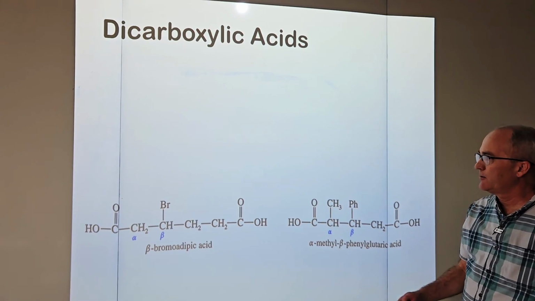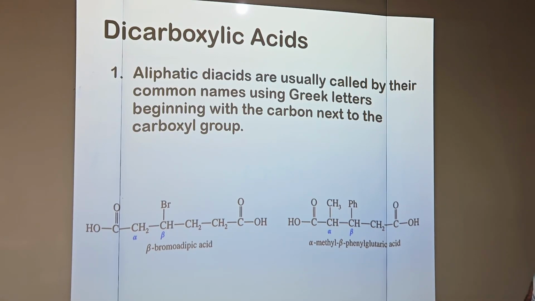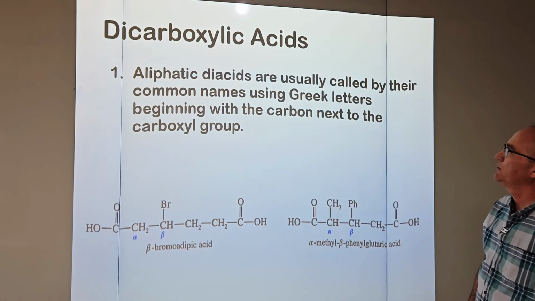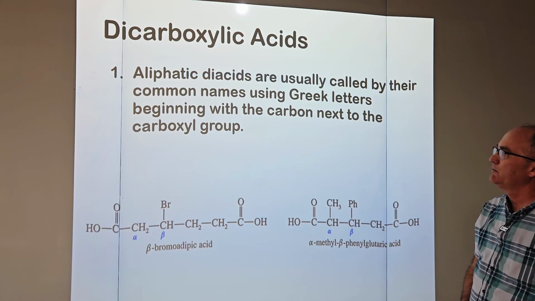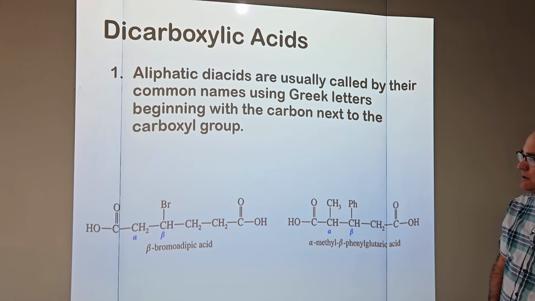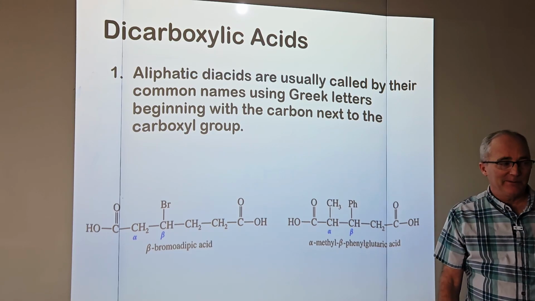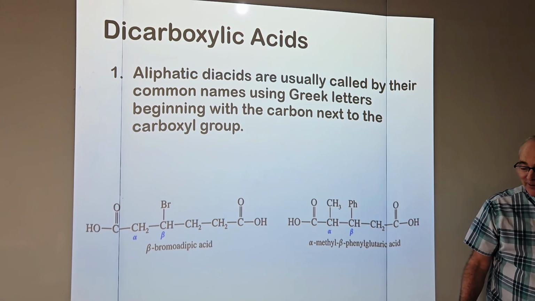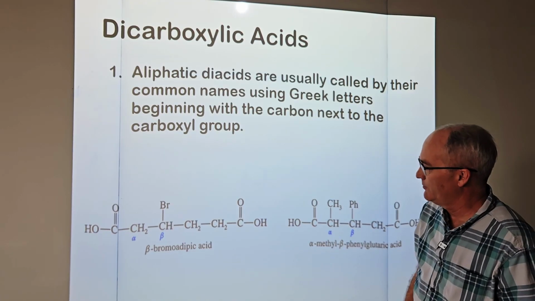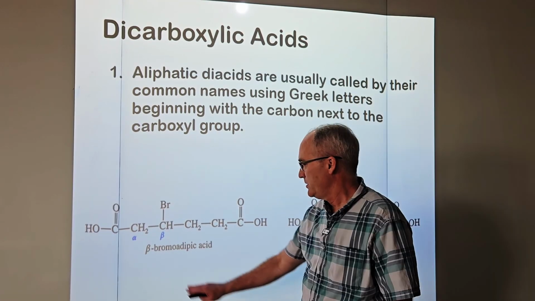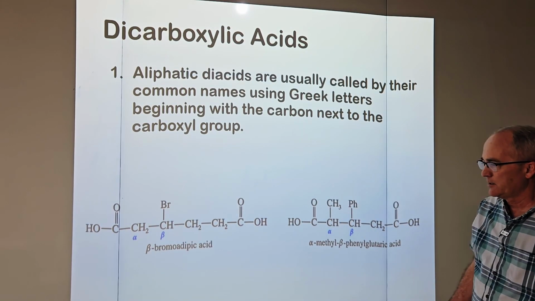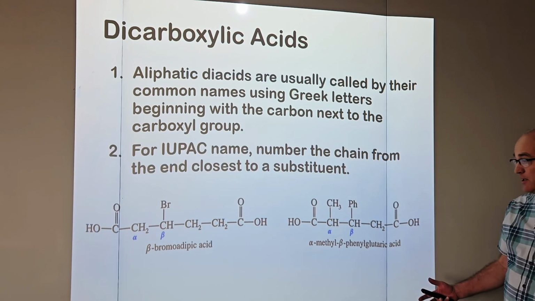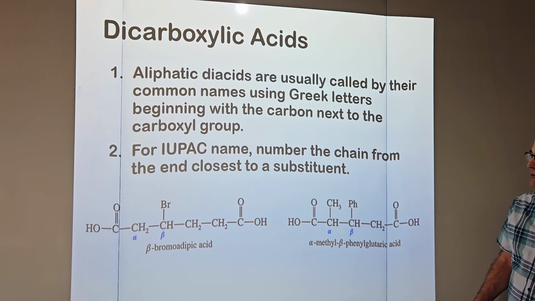Dicarboxylic acids. I don't like what the book said here. Aliphatic diacids are generally called by their common names, using Greek letters beginning with the carbon next to the carboxylic acid. So have you seen adipic acid before? Yeah, with your cyclohexene lab, you oxidize it. So when you say adipic acid, you know it's the 6-carbon chain with an acid on each side. So I guess IUPAC uses these common names. I wasn't satisfied with what the book said.